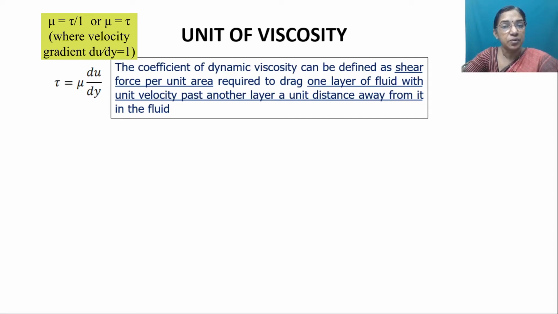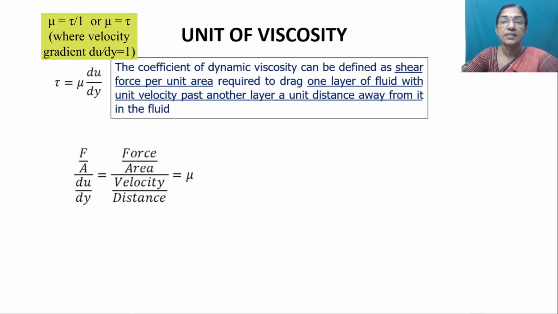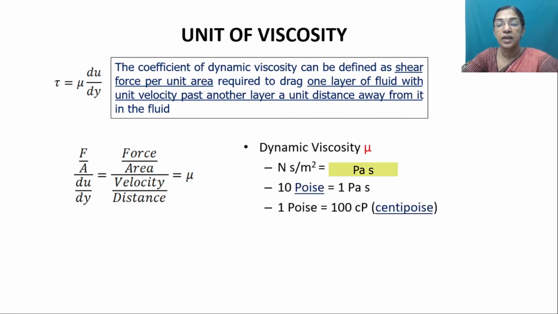So viscosity is the shear stress required to produce unit velocity gradient. Elaborating this, mu equals shear stress by velocity gradient. Expanding, shear stress is F by A. The unit of F is Newton, A is meter square, the unit of velocity is meter per second, and dy is in meter. So the unit of dynamic viscosity mu is Newton second per meter square, or Pascal second. Newton per meter square is Pascal, so the unit of dynamic viscosity is Pascal second.